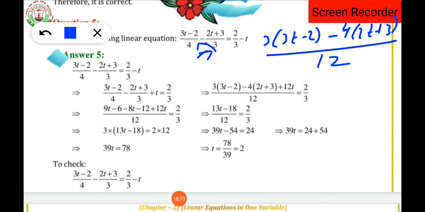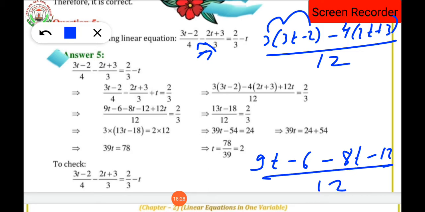Clear? Now this term will be multiplied inside. So 3 into 3t will be 9t minus 6, minus 8t minus 12 upon 12. Clear up to here? Now 9t minus 8t will become t only. Minus and minus 12 will become minus 18 upon 12. So the equation we finally got is t minus 18 upon 12.